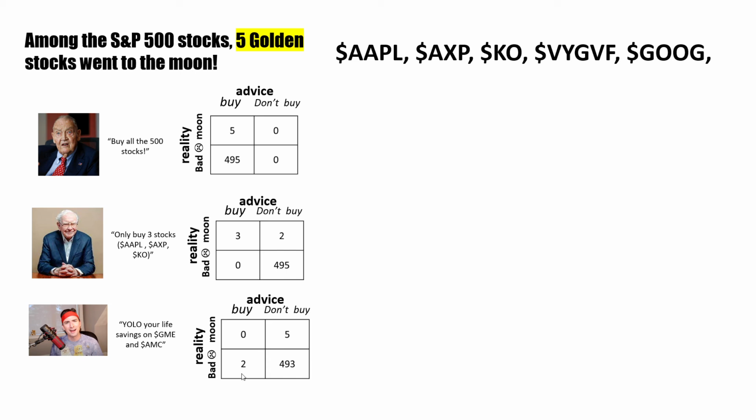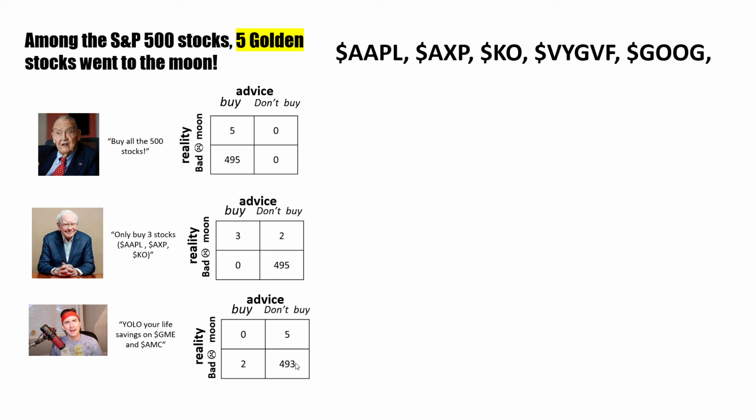Now, for this cell, how many of the bad stocks did he tell you to buy? Well, 2, because GME and AMC in this particular example were considered to be bad stocks. So it's going to be 2. And then of the 495 bad stocks, he told you to not buy 493 of them. And that is the true negative, right?